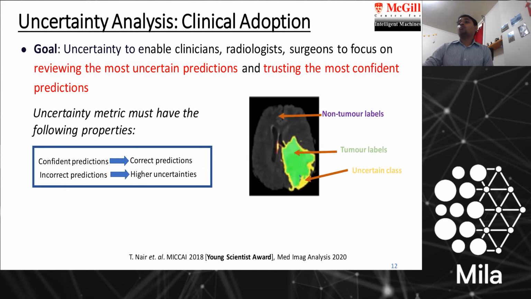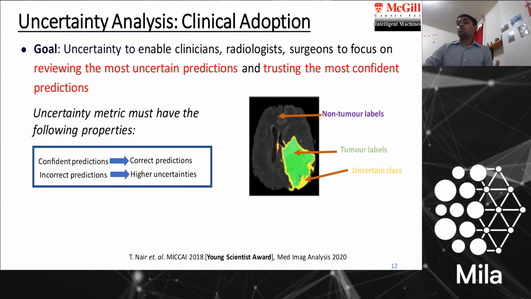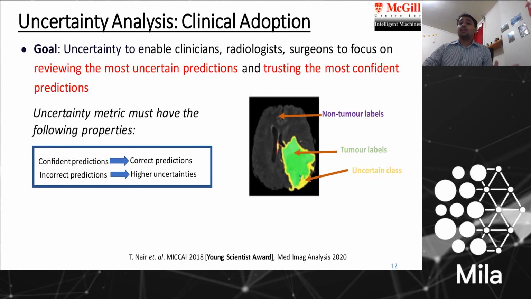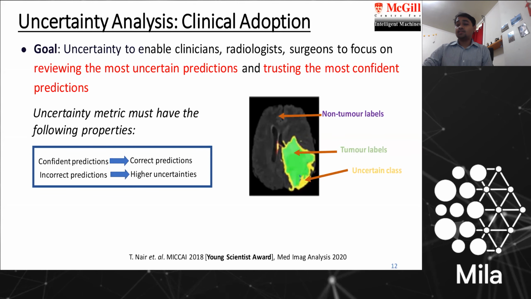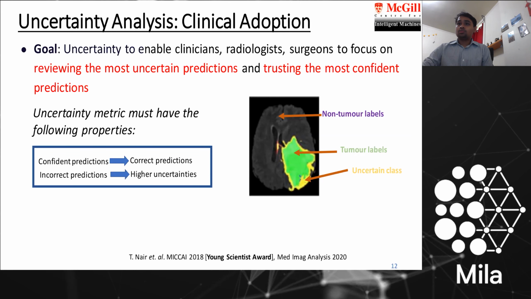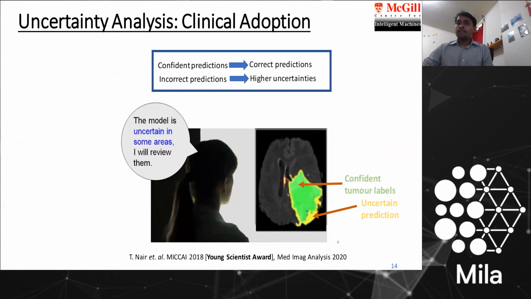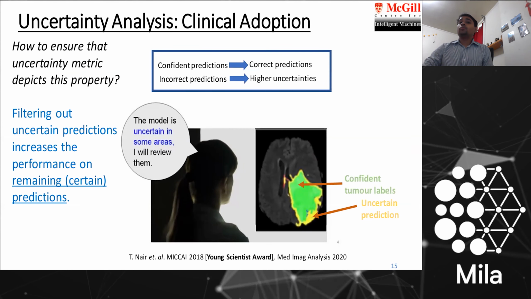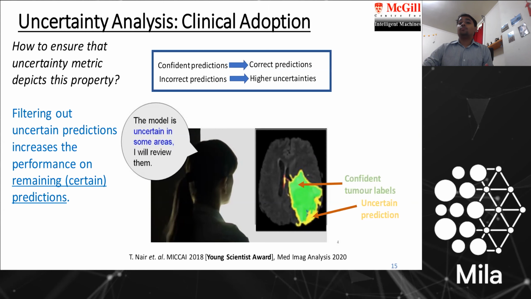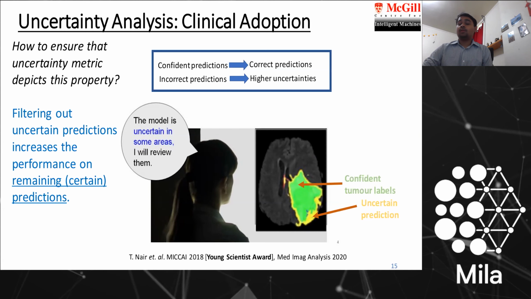And as I said, when we evaluate this uncertainty, we want to make sure that the most confident predictions are correct and the incorrect predictions have a higher uncertainty, because that will lead to better trust by the clinicians. So how do we do that? We do that by filtering out the most uncertain predictions and evaluating the performance on the remaining ones.